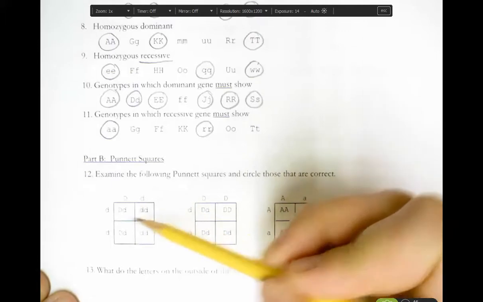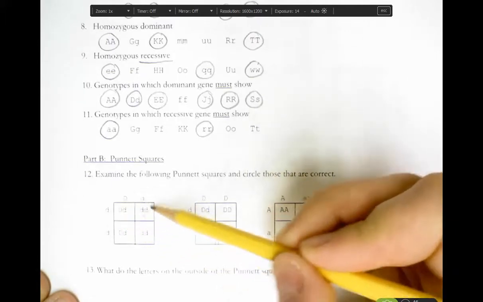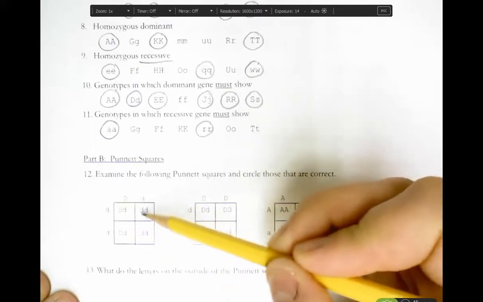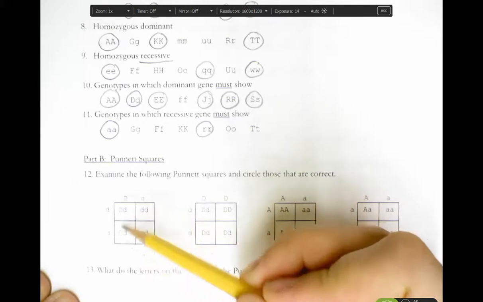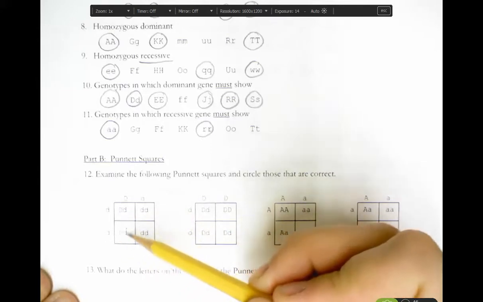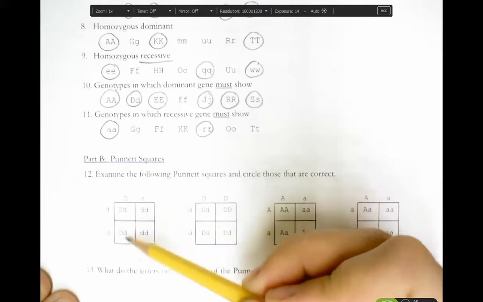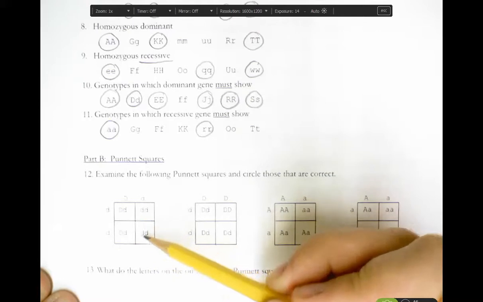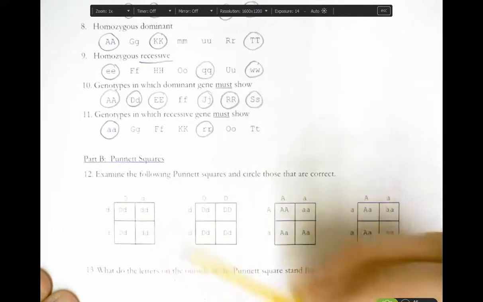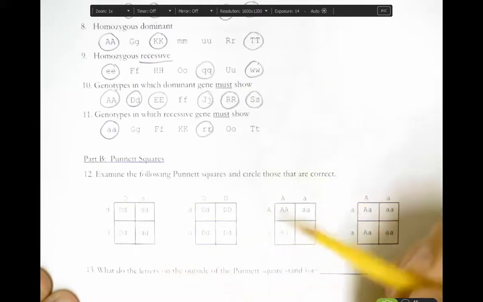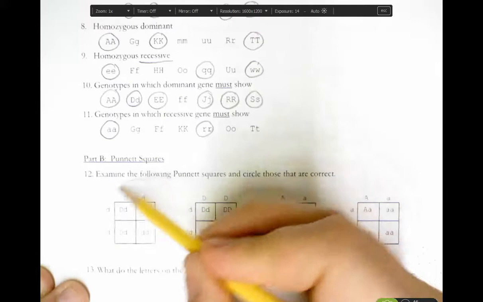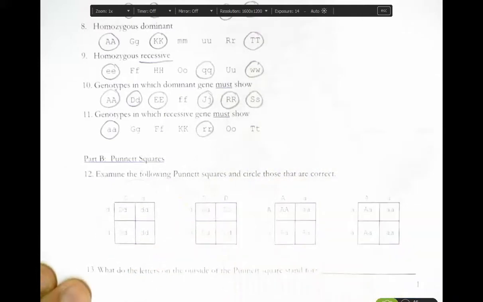Lowercase d comes down, lowercase d comes across. Is this box correct? Yeah. Uppercase D comes down, lowercase d comes across. Is this one correct? Yeah. Lowercase d comes down, lowercase d comes across. Is that correct? Yeah, so we're going to circle that entire Punnett square because that Punnett square is correct.